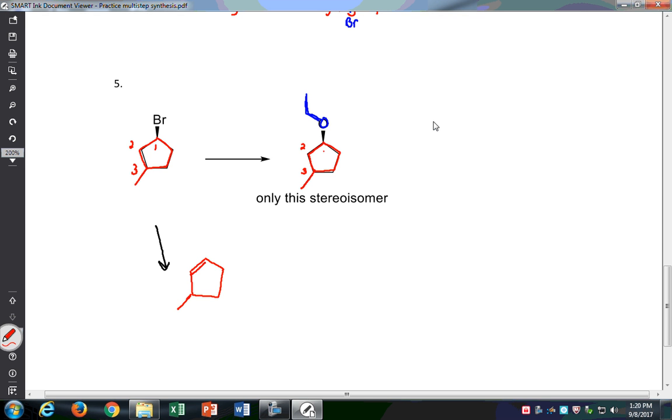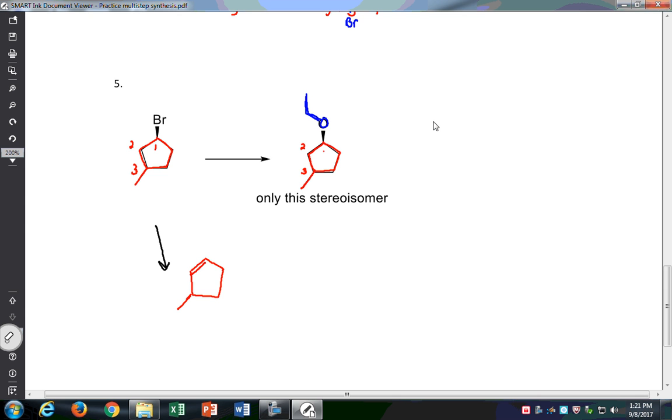We'll get a mixture with any addition, except if we're doing hydrogenation, then we'll get one compound. Otherwise, we're going to get a big mixture. So that's not useful. But it's always good to draw it out and think about why it wouldn't work.